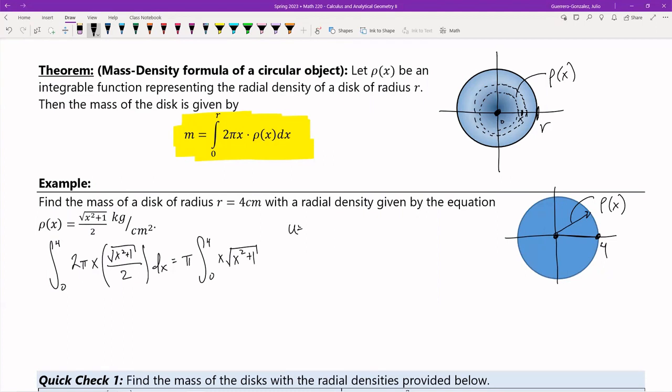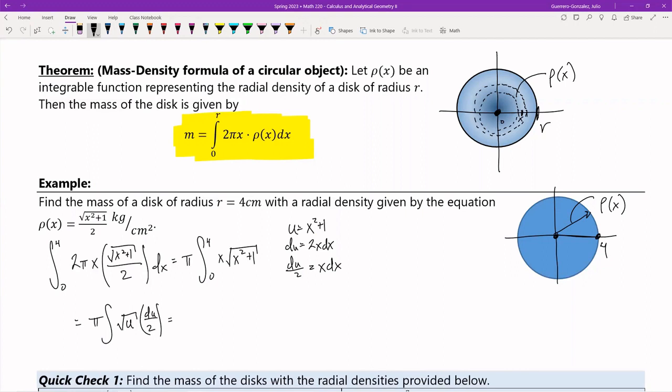So if we do u is equal to x squared plus 1, right? du is going to be 2x dx. So then therefore, du over 2 is going to be my x dx. So if you integrate this all out, let me do at least a substitution here. It's going to be π times the integral of the square root of u du over 2, right?